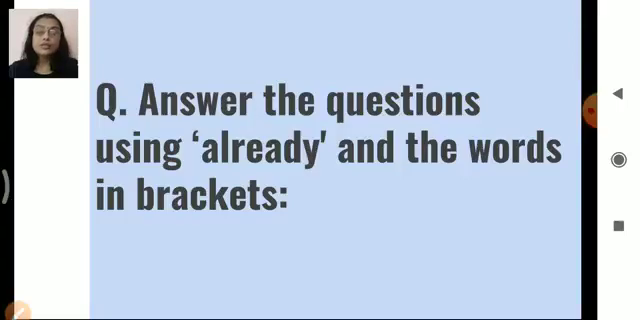Answer the questions using already. So we have to use this word in our answer, and also the words in brackets. If you check your book, you can see the question here, right? You have to answer it by using the word already, and also using the word which is given in the brackets. So are you ready for that? Yes? Okay, so let's see.